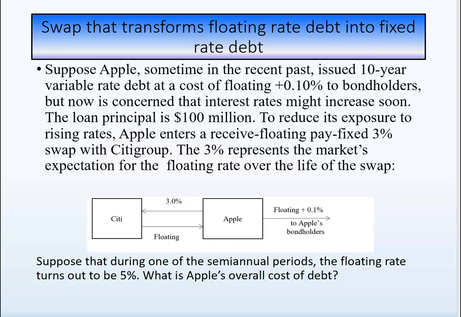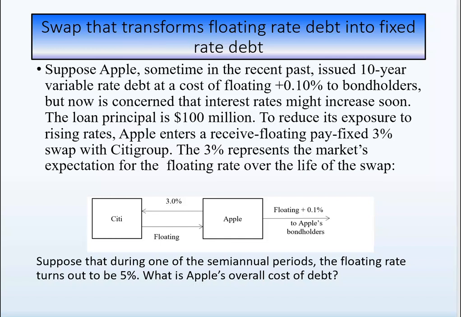Suppose Apple, sometime in the recent past, issued 10-year variable rate debt at a cost of floating plus 0.1%, but is now concerned that interest rates might rise soon. Now notice, before we go any further, I just specified a floating rate. I didn't say what exactly the floating rate is. It could be SOFR, or another floating interest rate, like a short-term treasury bill rate. But let's just leave it at floating.